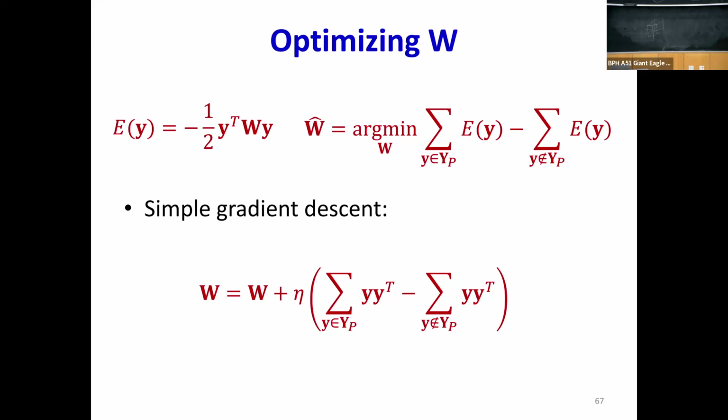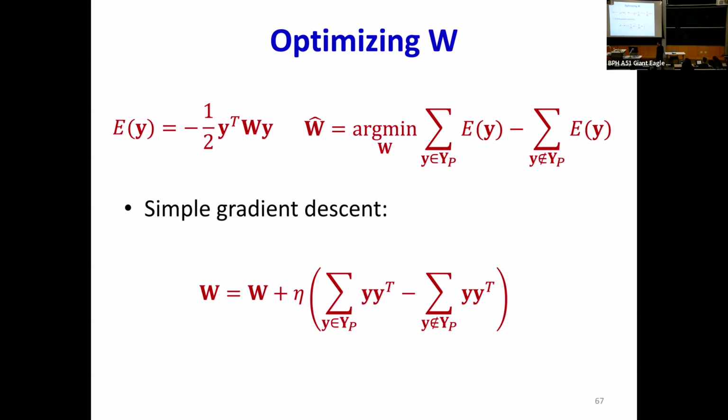2 raised to n. So that second term over here, how many terms will I be summing over in my derivative? 2 to the n, right? So basically, I'm saying that I want to minimize the sum of the outer products for all the patterns that I want to remember, and I want to maximize the sum of the outer products for all the patterns that I don't want to remember. But the second term is going to be summing over an impossibly large number of values. And so this is computationally infeasible. It's not going to be possible, right?